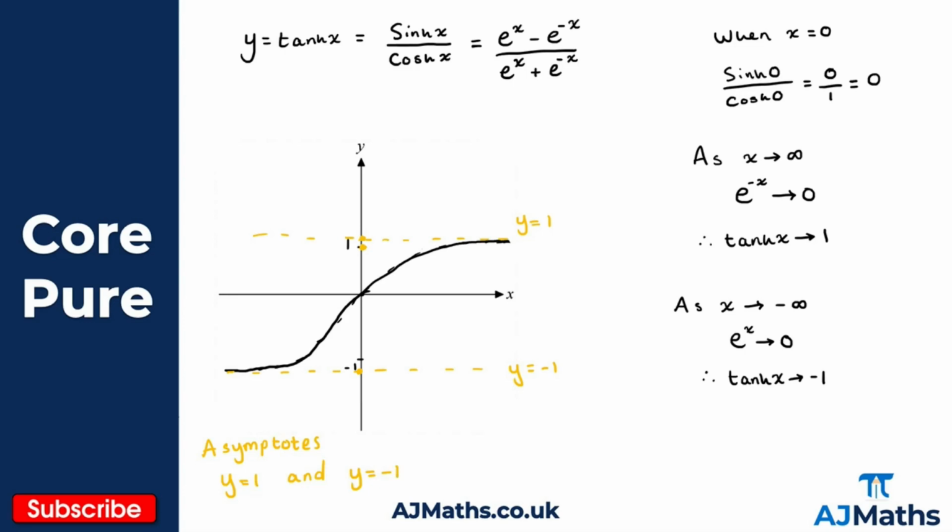So there we have it. That's our sketch of y equals tanh x. You need to consider the limits, or the behavior, as x tends to positive infinity and as x tends to negative infinity. But there we have it. So that's the sketch of y equals tanh x there. Okay. And there we have it.